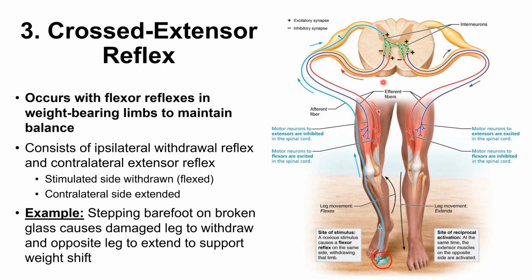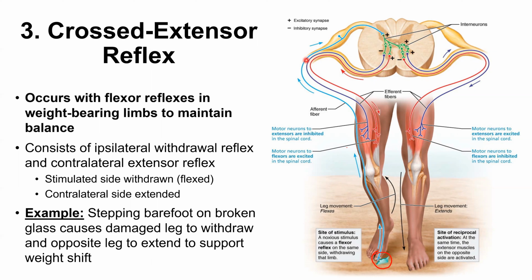At the same time, the same interneuron synapses on yet another interneuron, but this one's going to be an inhibitory synapse. So this purple motor neuron sends a signal down to the extensors, so our quads muscles, and tells them, don't resist the action of the hamstrings. Okay, so it inhibits our quadriceps muscles. This is all ipsilateral withdrawal reflex. Okay, so this side of the equation is ipsilateral withdrawal reflex.